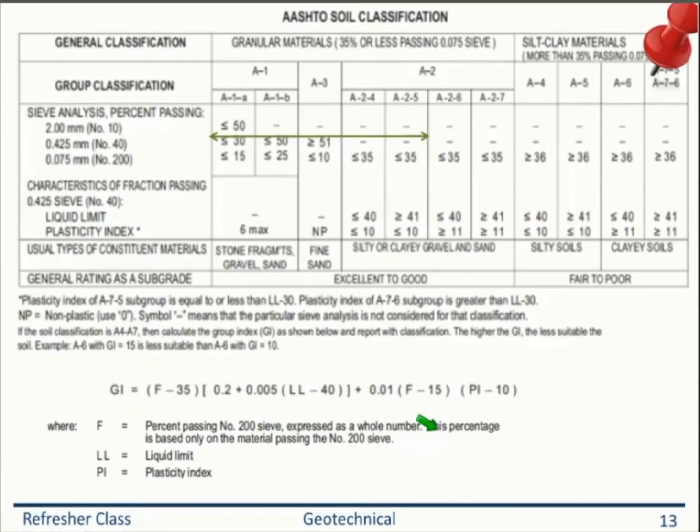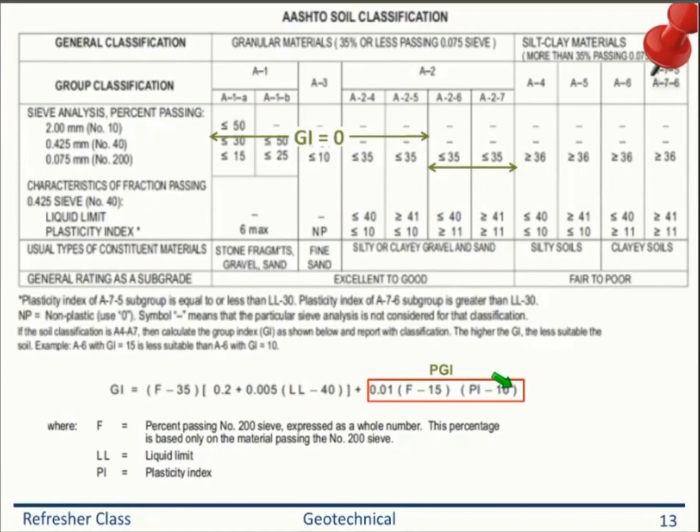If you classify the soil as one of these, A-1-A, A-1-B, A-1-3, A-2-4 or A-2-5, then you do not need to calculate the GI value, because the GI value for these soils is 0. If you classify the soil as A-2-6 or A-2-7, then you need to calculate PGI, which is called the partial group index. PGI is calculated using these equations.